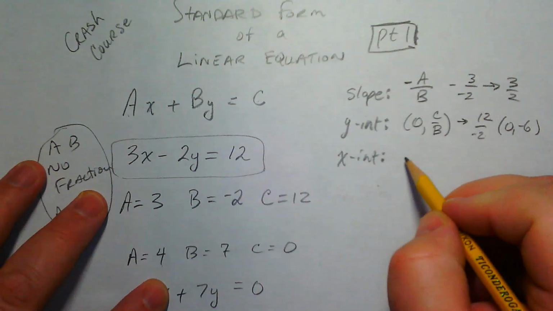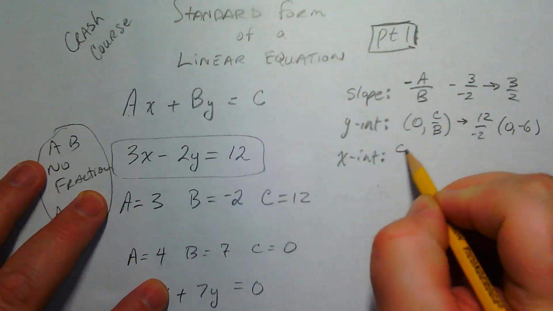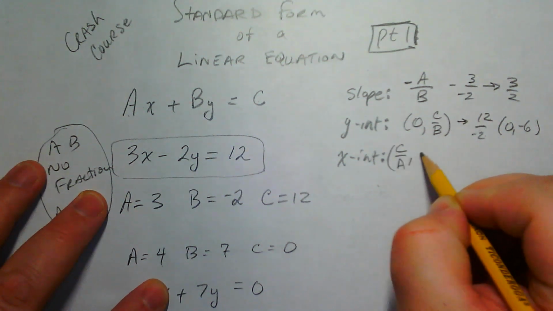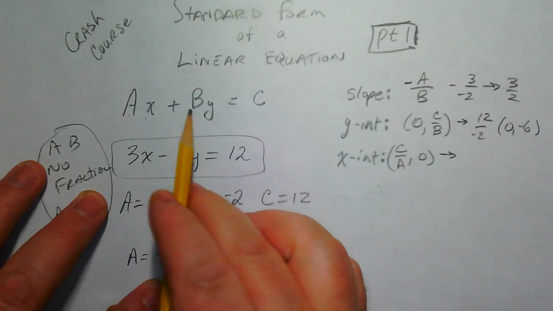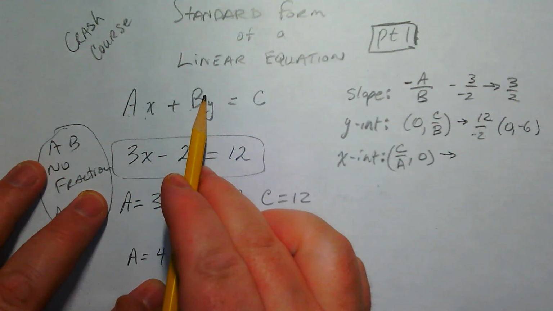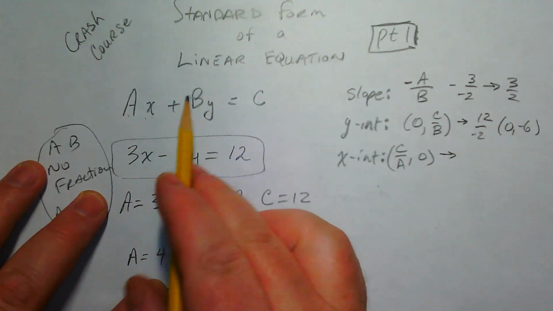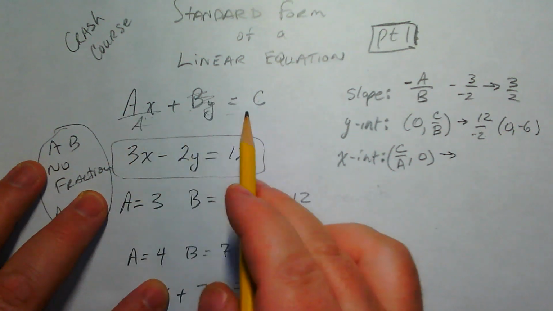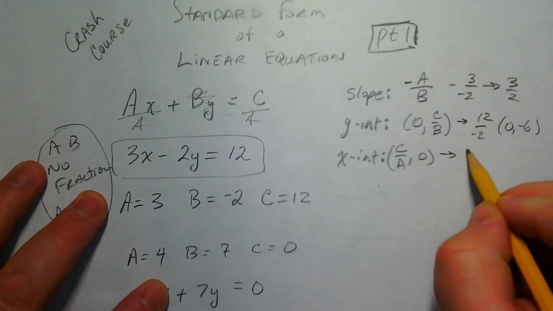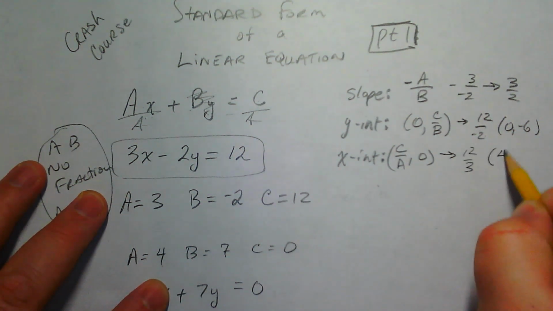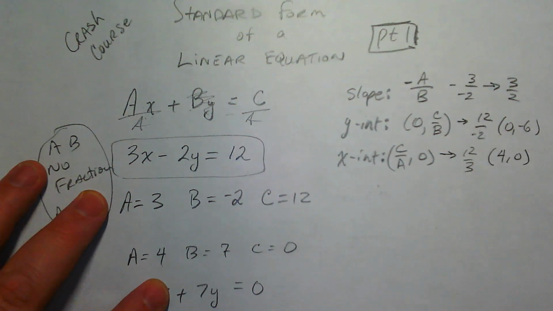Last thing, x-intercept. So the x-intercept is C over A. And the reason that is, for all x-intercepts, y is 0. So if you put a 0 there and you solve for x, so if this is gone, you solve for x, you divide both sides by A, you get C over A. So for our example, we get 12 over 3, so that's (4, 0). Anyway, there we go, short and sweet.